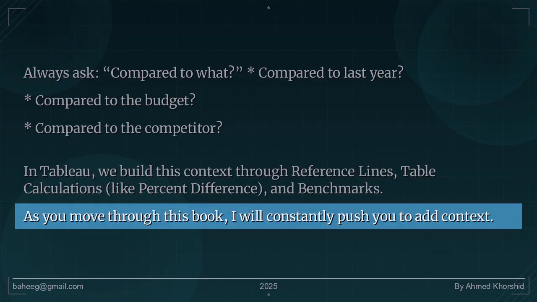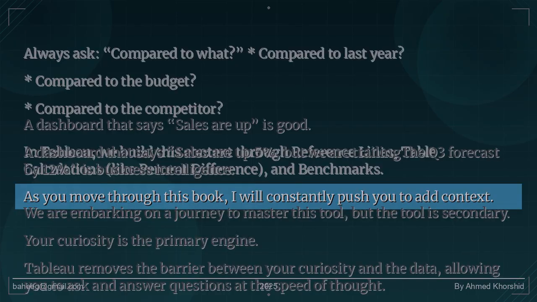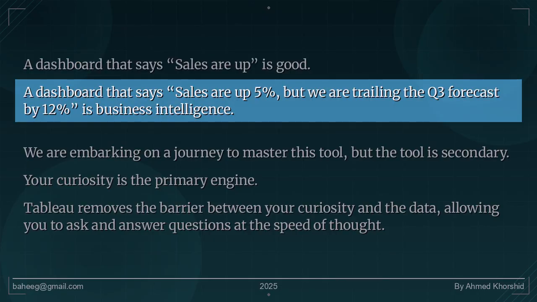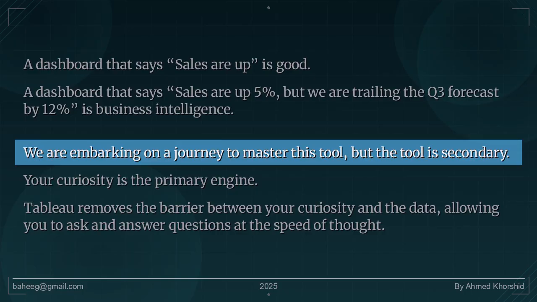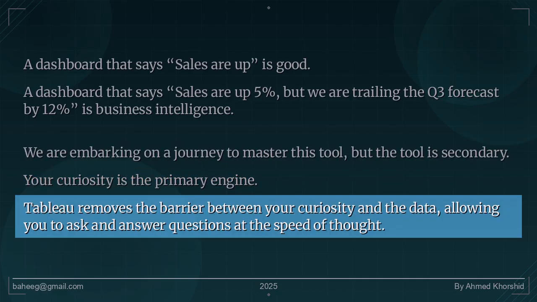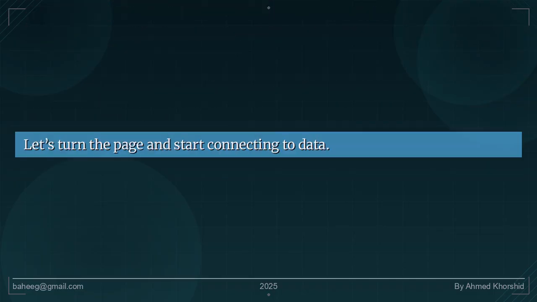As you move through this book, I will constantly push you to add context. A dashboard that says sales are up is good. A dashboard that says sales are up 5%, but we are trailing the Q3 forecast by 12% is business intelligence. We are embarking on a journey to master this tool, but the tool is secondary. Your curiosity is the primary engine. Tableau removes the barrier between your curiosity and the data, allowing you to ask and answer questions at the speed of thought. Let's turn the page and start connecting to data.